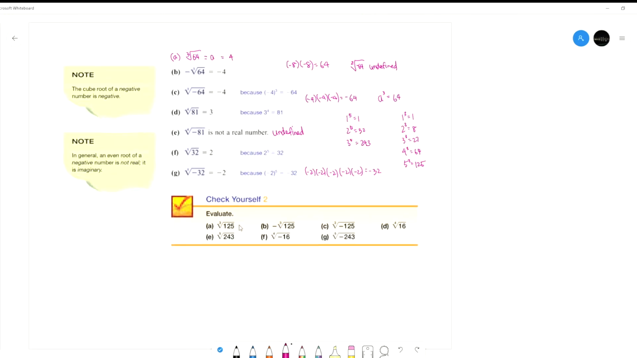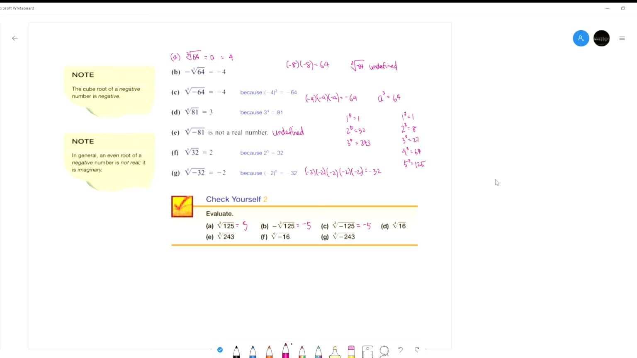Alright, cube root of 125 is equal to 5, right? So in part B, if it says minus cube root of 125, that's equal to minus 5, or negative 5. Cube root of negative 125. Again, we see that this is an odd root, right? The index is odd, therefore there can be a negative number. So this is also negative 5.